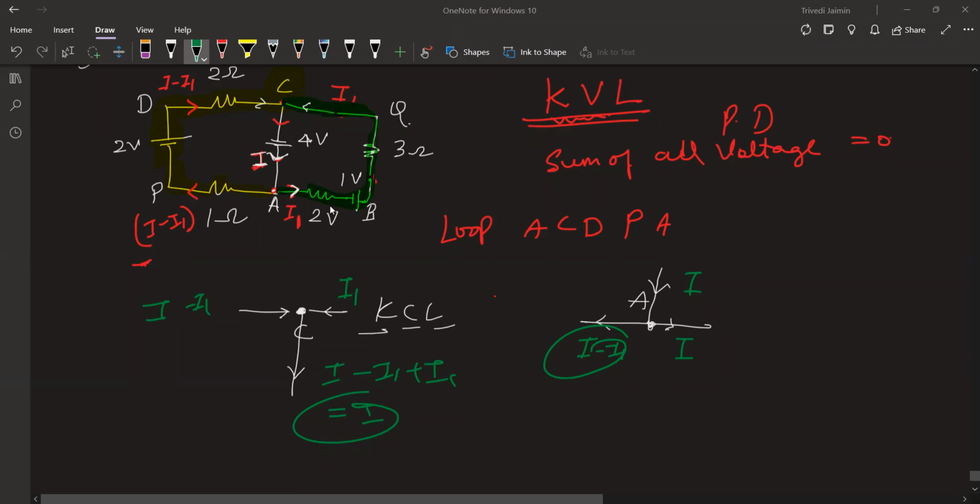So what is meant by loop, sir? Loop A, C, D, P, E. Loop means if we follow this one, see, this is loop A, P, B, C, A. We started from here, we completed here. That means it's a circle or a loop, because current requires a closed loop. It cannot flow in an open circuit.